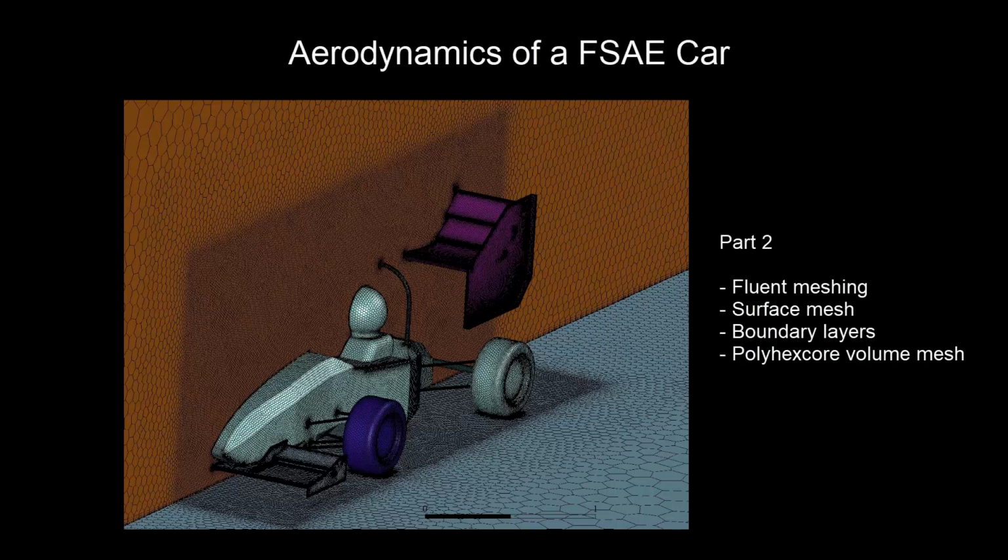In this video, we will learn to mesh the car using Fluent meshing. Firstly, we will create a surface mesh on the car, then we will create boundary layers around the car, and finally we will learn to create a polyhex core volume mesh.